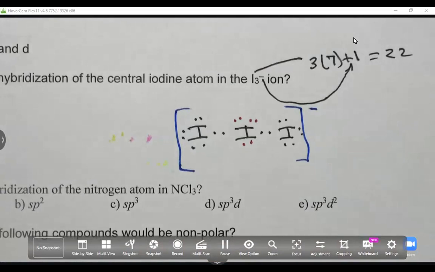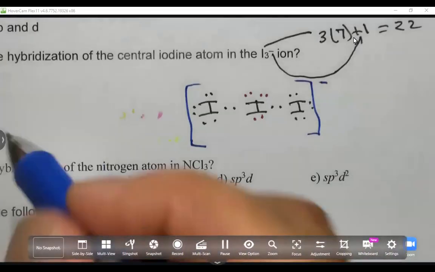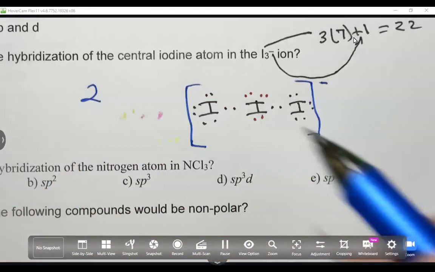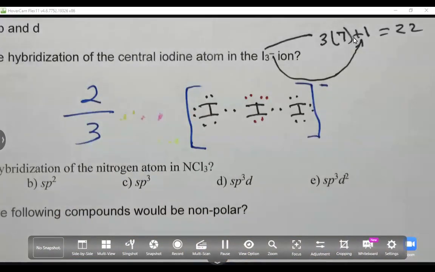So you can look up hybridization on the blue sheet for 2 bonding domains and 3 non-bonding domains, right? That's a 2-3.